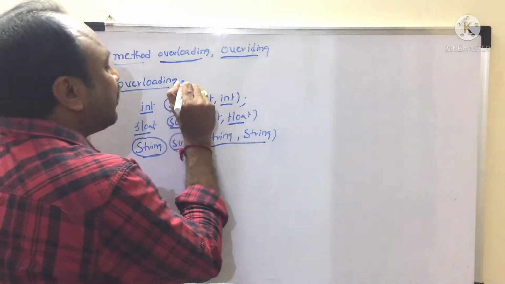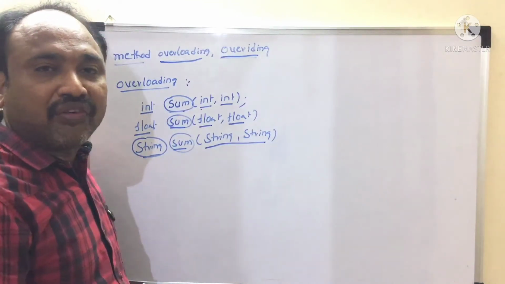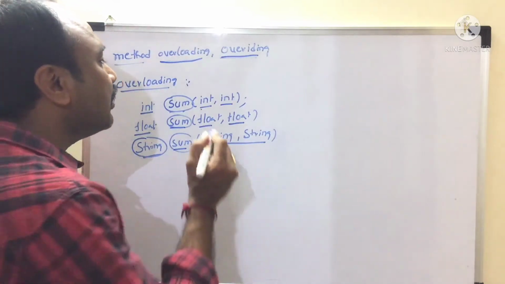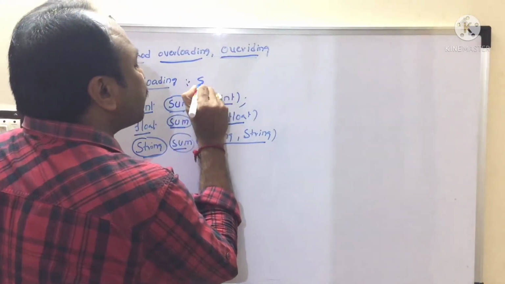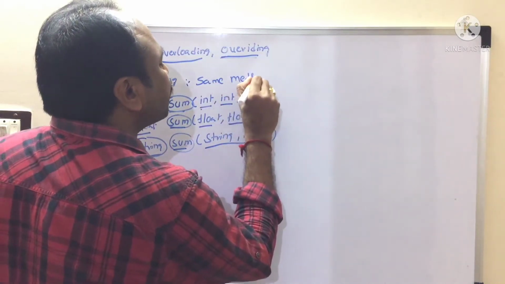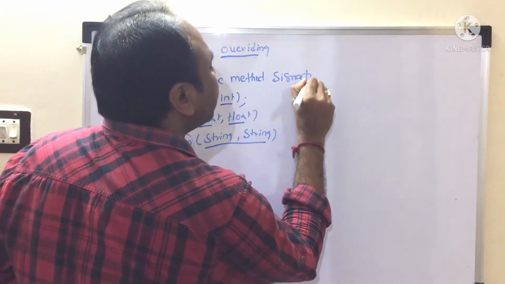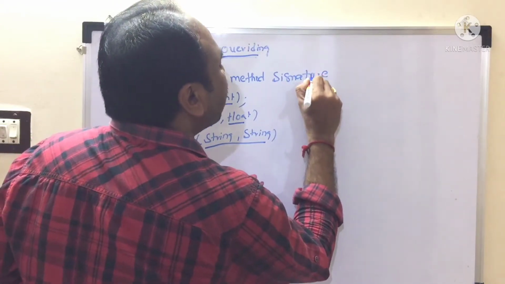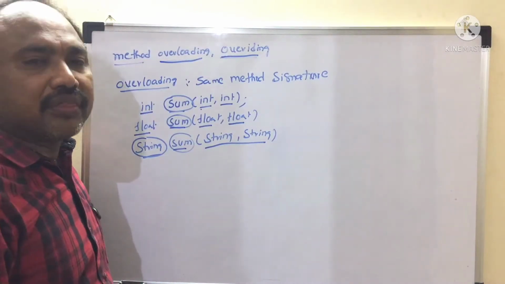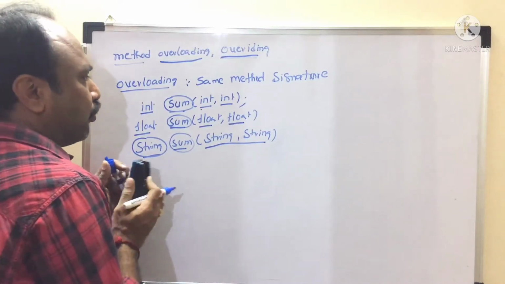In general we can say the same method used to perform multiple tasks is called method overloading, but technically the same method signature is used. Method signature means the method name only. The same method signature used to perform multiple tasks is referred to as method overloading. I will explain with an example.